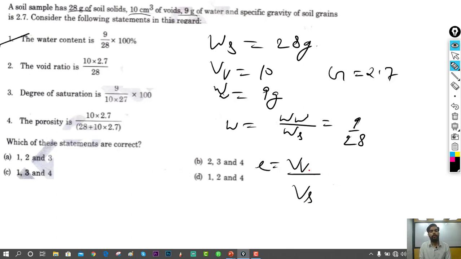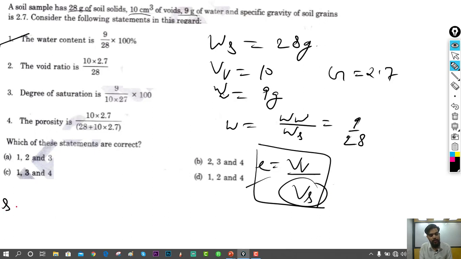Okay, I think we don't know the void ratio, and we also don't have the volume of solid. So we can find this with another formula: Se is equal to wG, and we will take the value of S here as 1. Why 1? Because we are assuming that the soil is saturated.